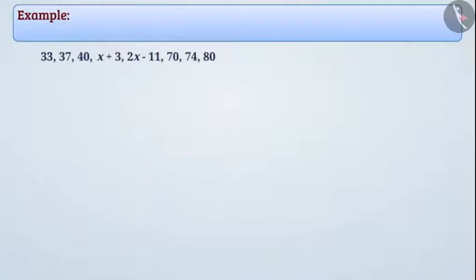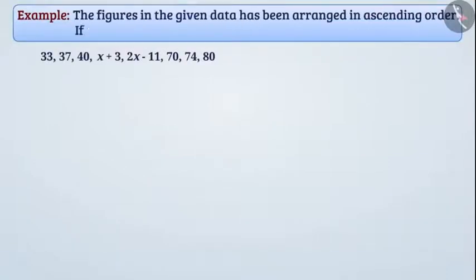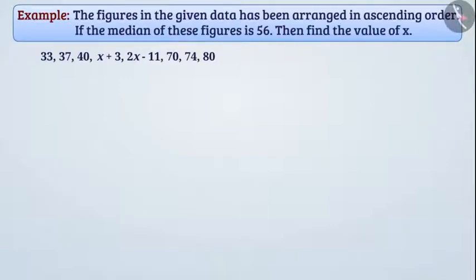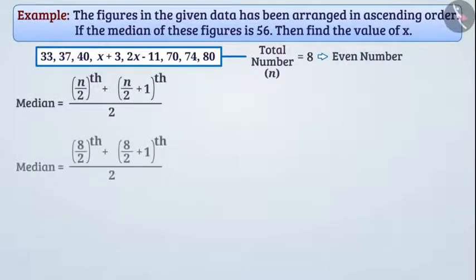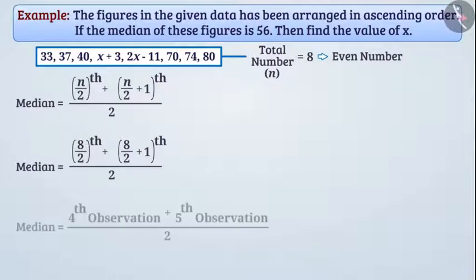Next example, the figures in the given data have been arranged in ascending order. If the median of these figures is 56, then find the value of x. The total number of observations in the data shown is 8. The number 8 is an even number. We know that if the number of observations n is an even number, then median is the mean of the n by 2th and n by 2 plus 1th. Therefore, here the mean of the 4th and 5th observation is the median.